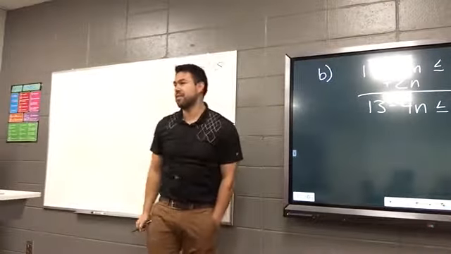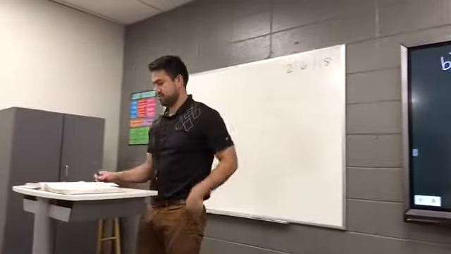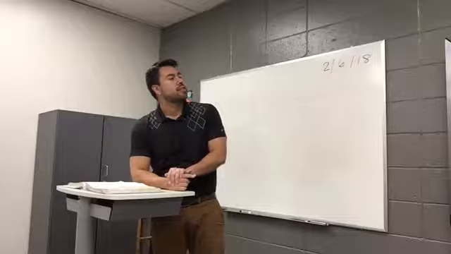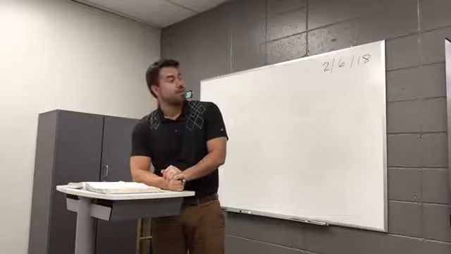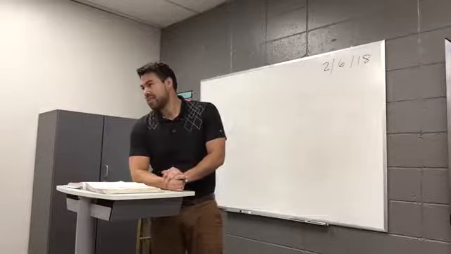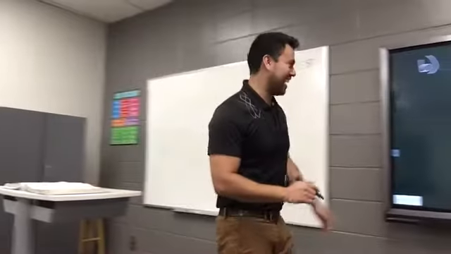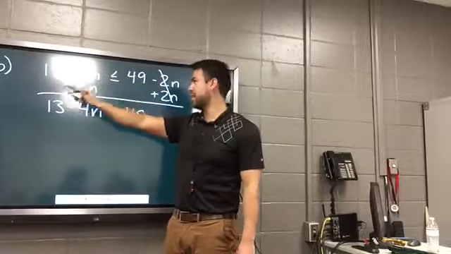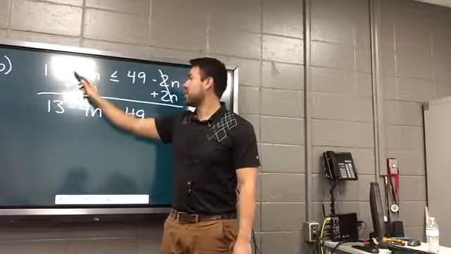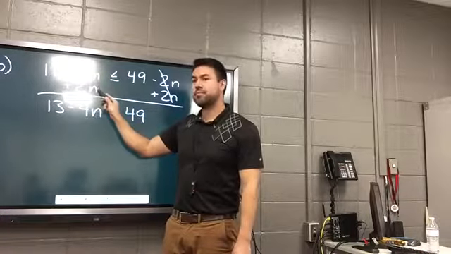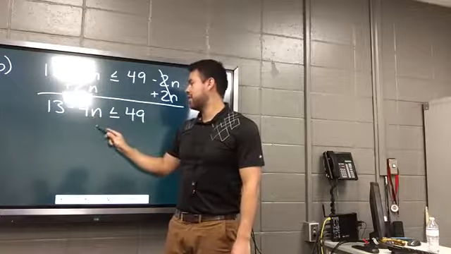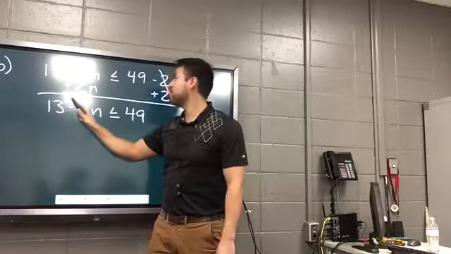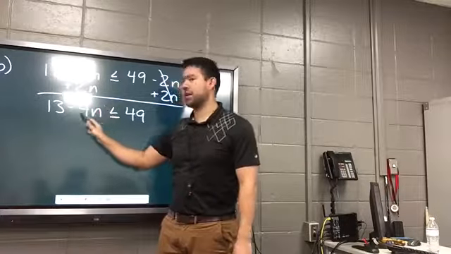Yes, ma'am? Negative 6n plus 2n equals negative 4n, but you put 13 minus 4n. Wouldn't it be 13 minus negative 4n? I see what you're saying. So the 13 is good, right? We're not confused about the 13. Okay, what's negative 6n plus 2n? Negative 4n. So what I'm saying here is 13 plus negative 4n.